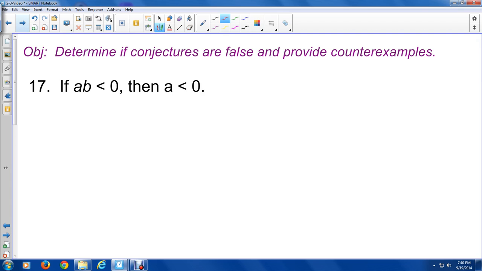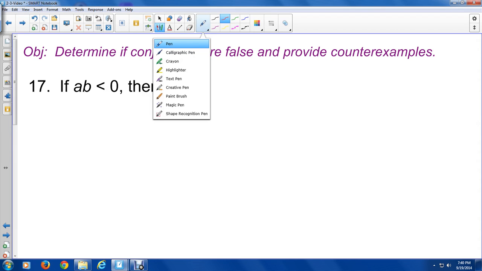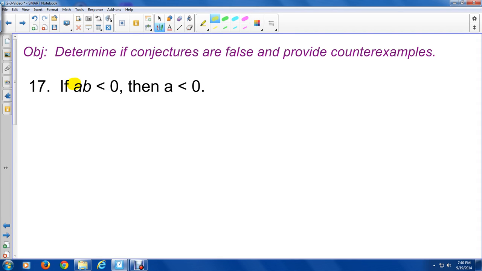Let's try another one. Now we're going to work with some numbers and a little bit of algebra. If AB is less than 0, then A is less than 0. Okay, what I'm really saying in the hypothesis with my letters and symbols there is that the product of two numbers, A times B, has to be less than 0. Think about that. You're multiplying two numbers, and they have to be less than 0. Well, we know a positive times a positive certainly isn't going to give us a number less than 0. And a negative times a negative gives us a positive, so that's not going to give us a number less than 0.